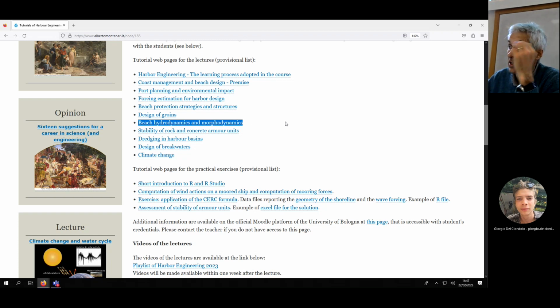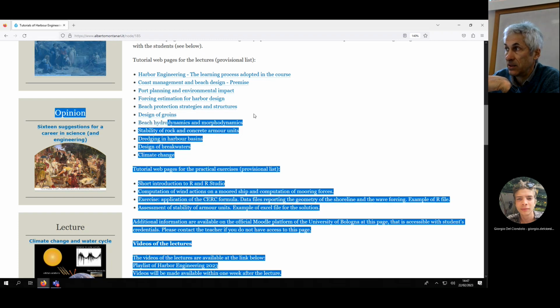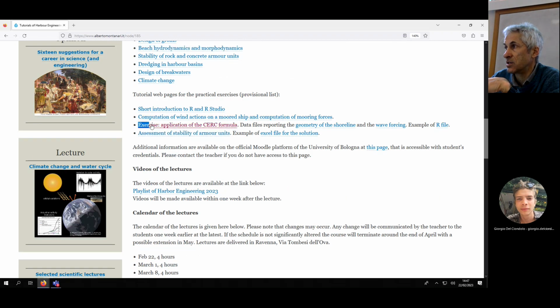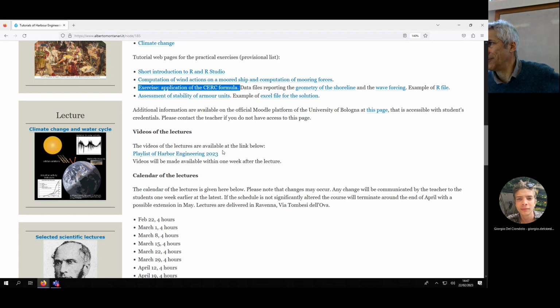I need to see who is attending. I need to see if the students already had some experience of studying beach hydrodynamics and morphodynamics. And so if we don't have time, or if we prefer to drop it, we will drop this link, and of course, the link related to the exercise, which is this one. So everything is still provisional.